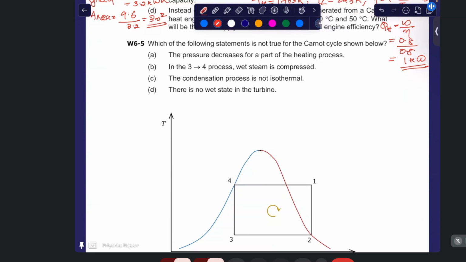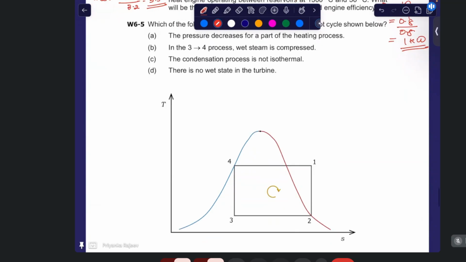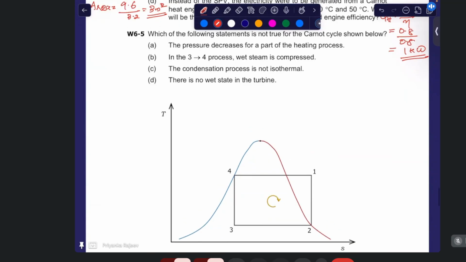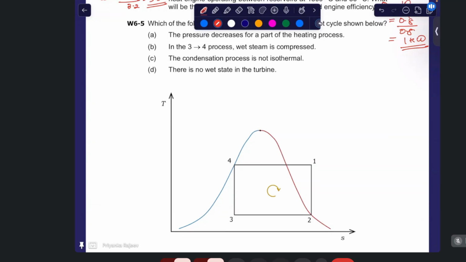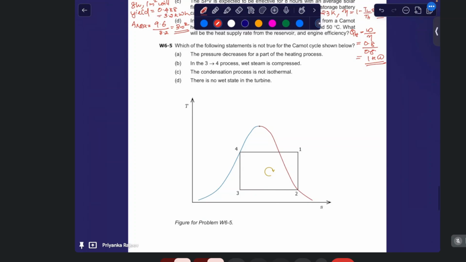Which of the following statements is not true for the Carnot cycle shown below? The pressure decreases for a part of the heating process. In the 3 to 4 process, wet steam is compressed. The condensation process is not isothermal. There is no wet state in the turbine.